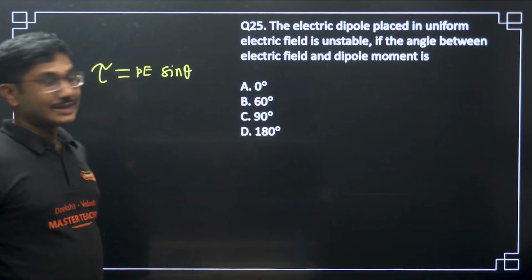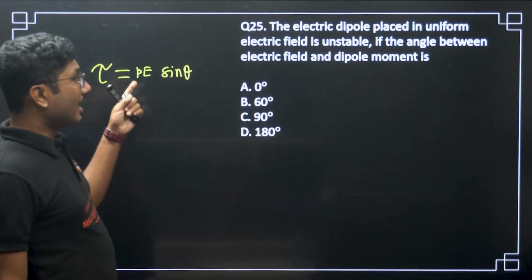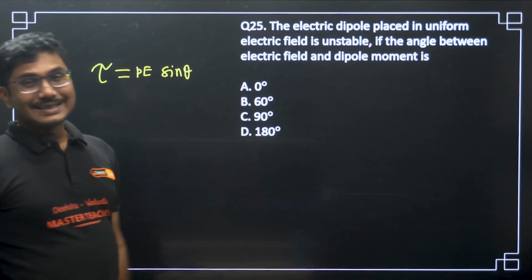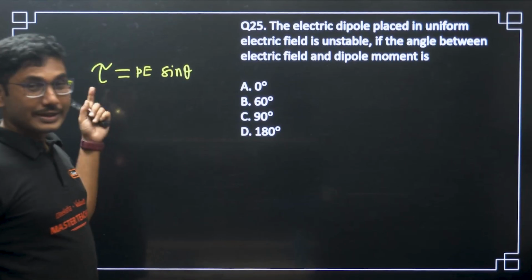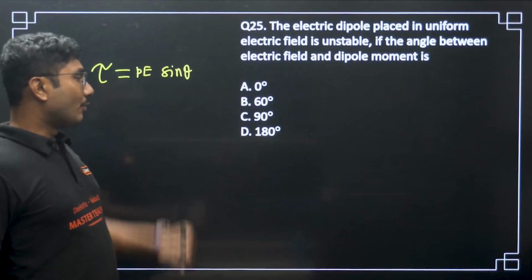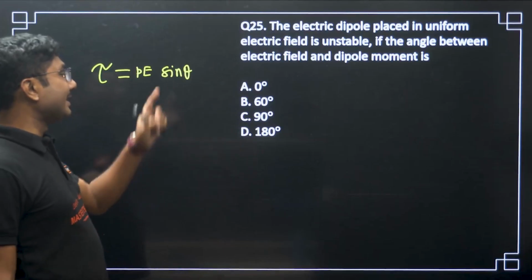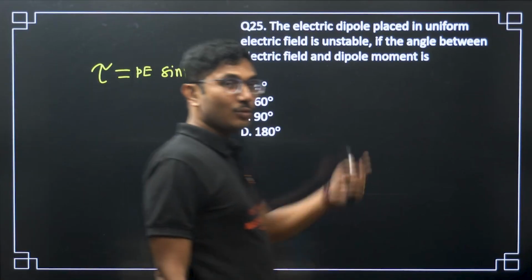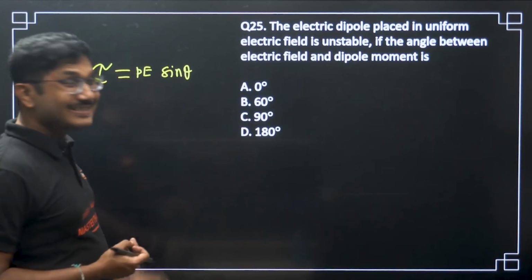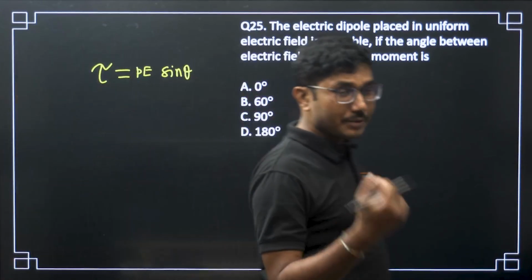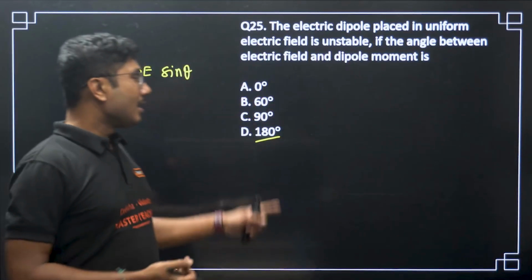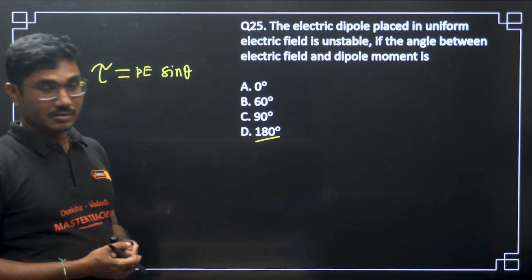Now sin 60, it is unstable, but not in equilibrium. 90 degrees means sin theta is 1, so the torque is maximum, but again it is not stable. At 180 degrees, sin 180 degrees is 0, not minus. So it is an equilibrium position, right?